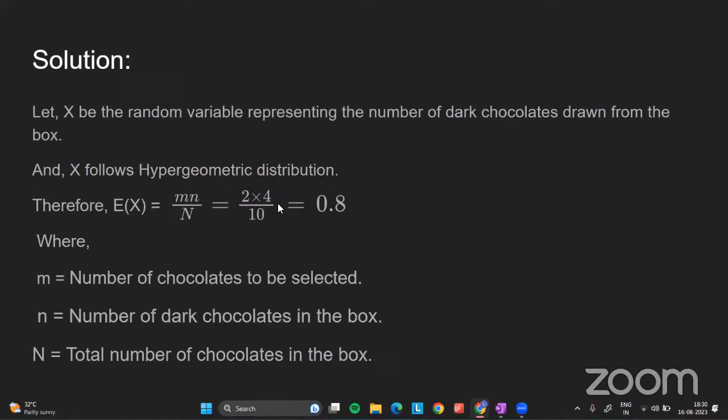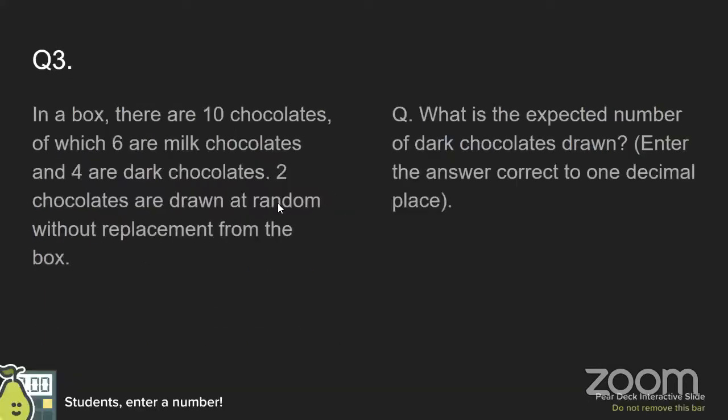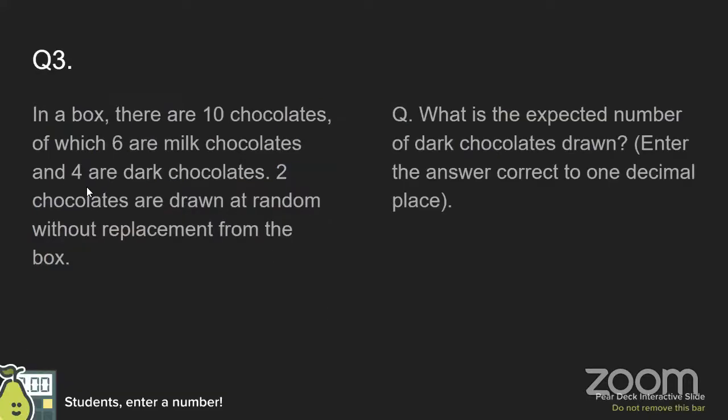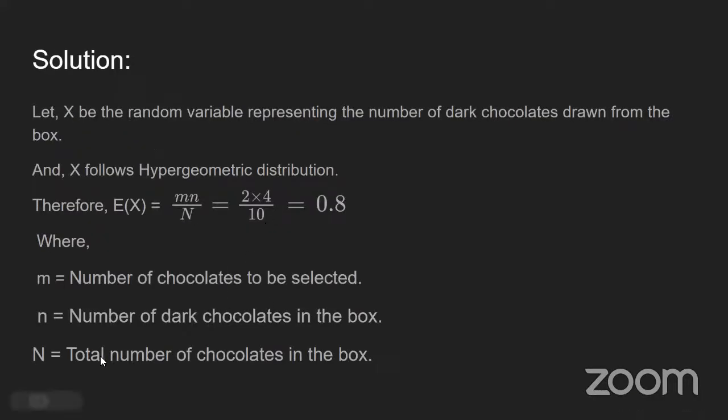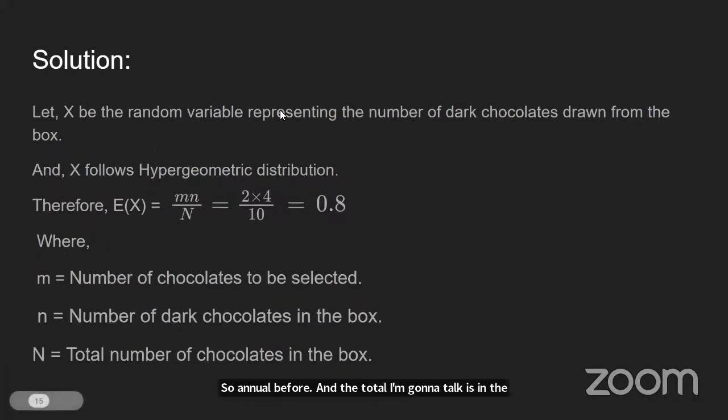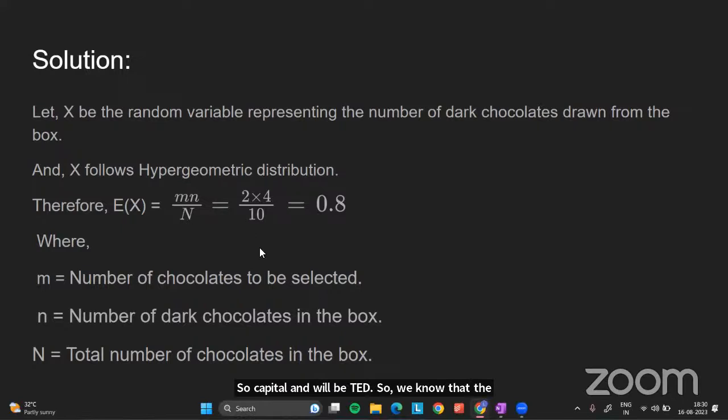Yeah, so this question follows a hypergeometric distribution. If small n is the number of chocolates to be selected, we have to select 2, so n will be 2. The number of dark chocolates in the box is 4, so m will be 4. And the total number of chocolates in the box is 10, so capital N will be 10. We know that the expected value of the hypergeometric distribution is m times n divided by capital N. So we can just substitute the 3 values and we'll get the answer as 0.8.